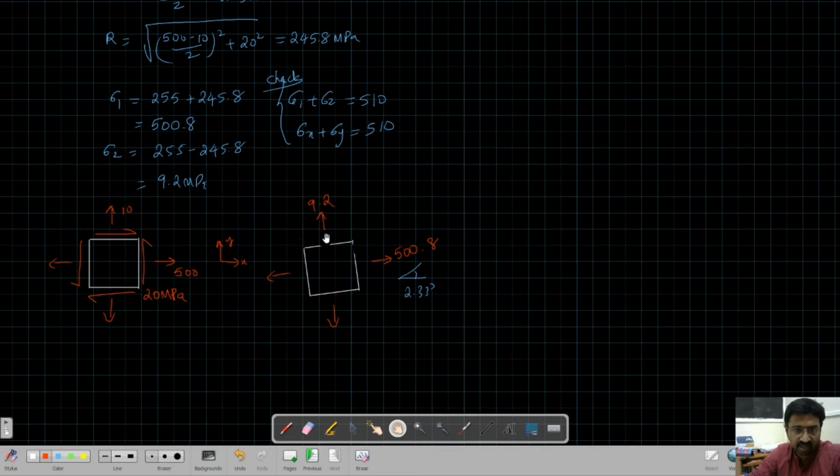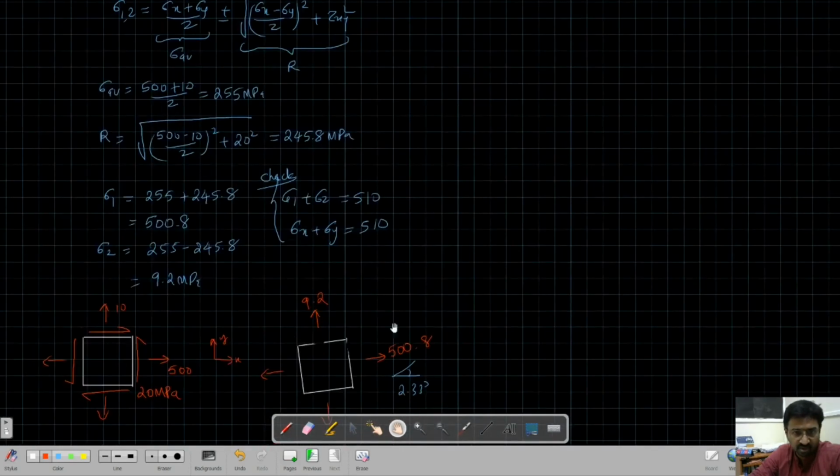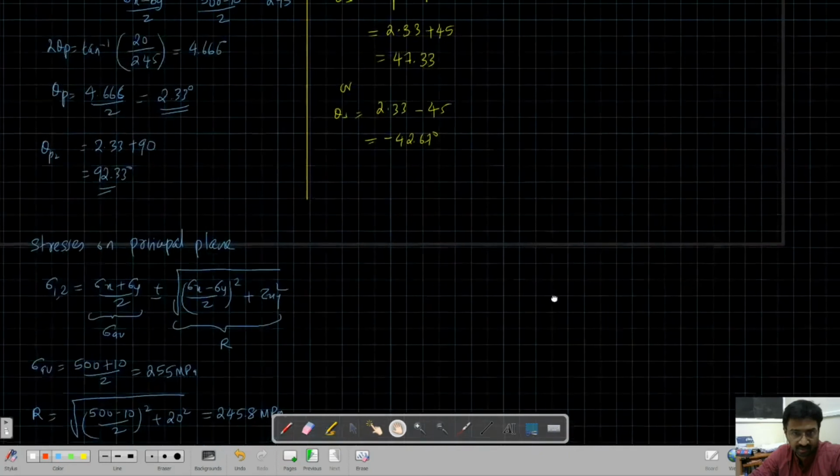So this one angle and this one angle we will say. This is 2.33 plus 90. Once you say this, this is also included because these two are parallel. So this is the first part. Now if you draw this, it is a bonus. It will show that you have the correct understanding of the subject.